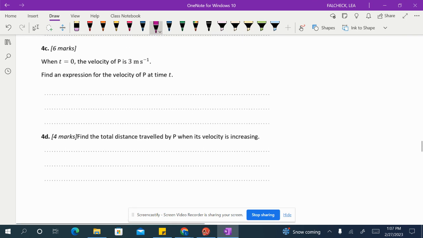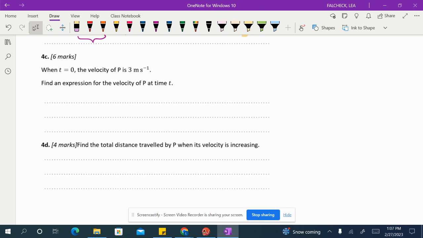4C. When t equals 0, the velocity of p is 3 meters per second. So we have something that looks like this. And we want to find an expression for the velocity of p at time t. So we are given acceleration, and we would like to find the velocity function. Remember, for SVA, we are given acceleration. We need to work backwards to find the velocity function, so we're going to need to integrate.